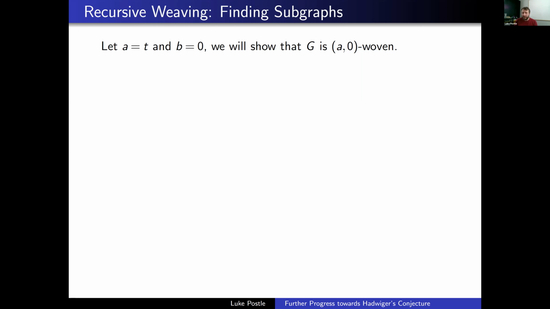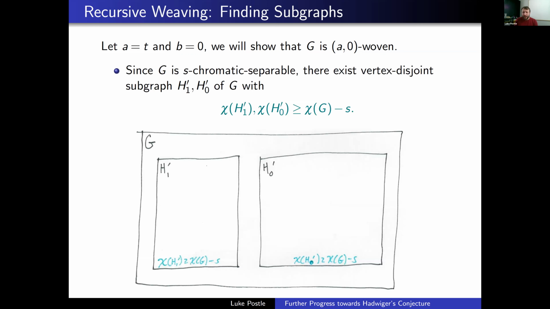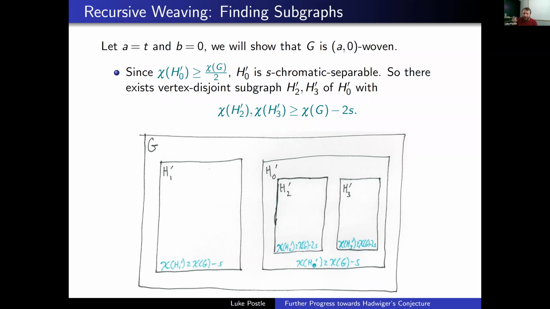So here's how the always separable case goes. This is where woven comes back around. I'll actually show you, not a K_t minor, but that you're, say, woven, assuming you're originally connected, which you can be by the Girão-Narayanan theorem at not much cost. How do I do that? Well, I'm separable, so inside G there are two high chromatic subgraphs. Let me call them H1 prime and H0 prime. Here's a trick: H0 prime is also separable because it's always separable. So it has an H2 prime and an H3 prime, and you only lose another factor of s.